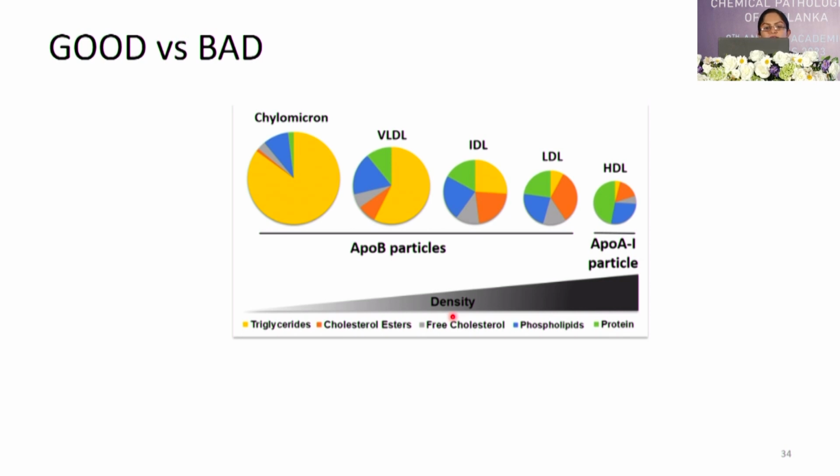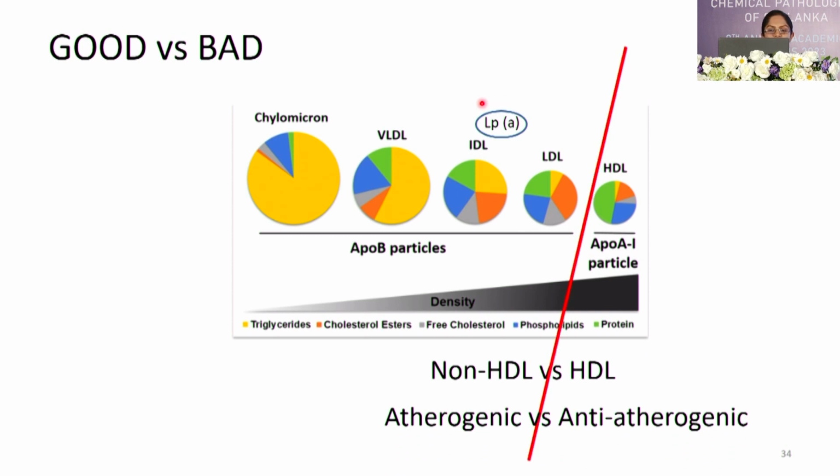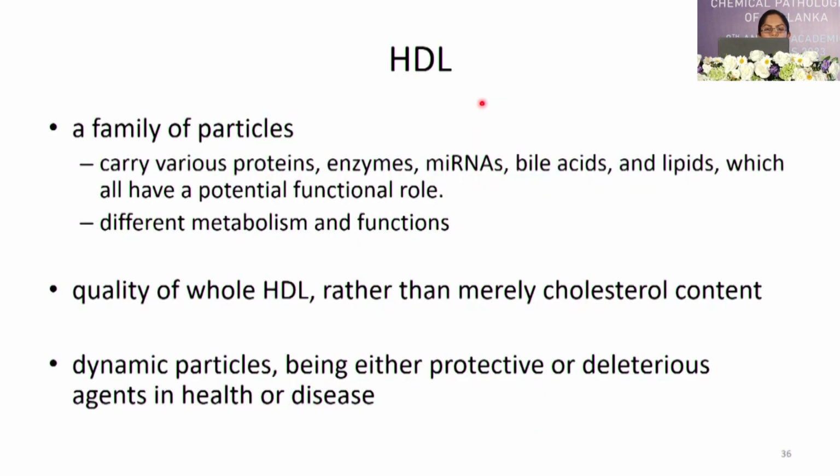So we will see the good and bad cholesterol a little bit. This is the usual pattern of lipoproteins I showed you before. The yellow color is triglycerides and green color is protein part, and the gray color is free cholesterol. So lipoprotein little a lies somewhere here. So this is the demarcation. So HDL, we all measure every day.